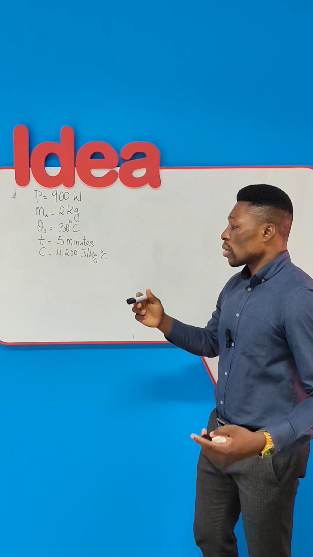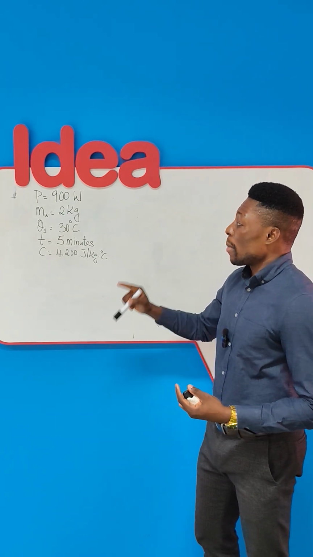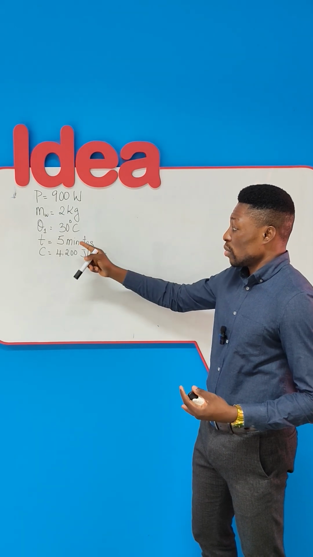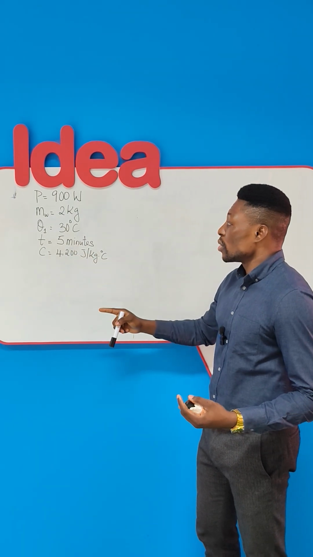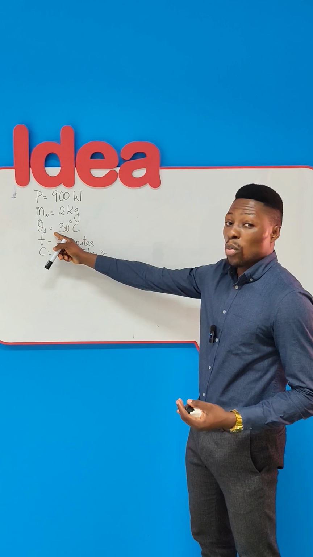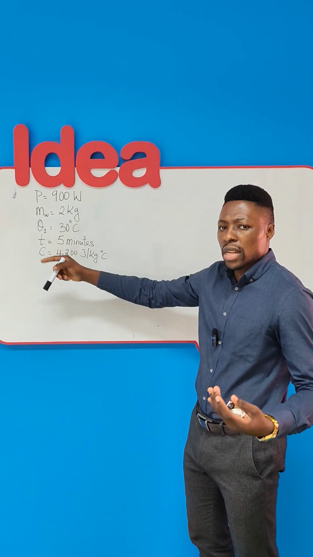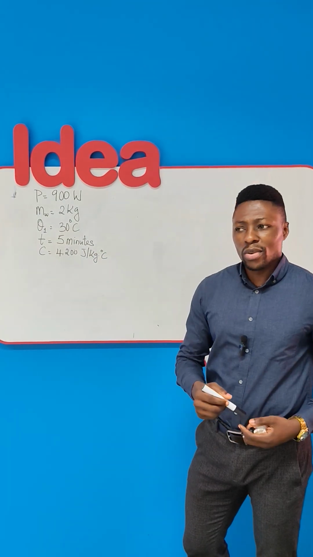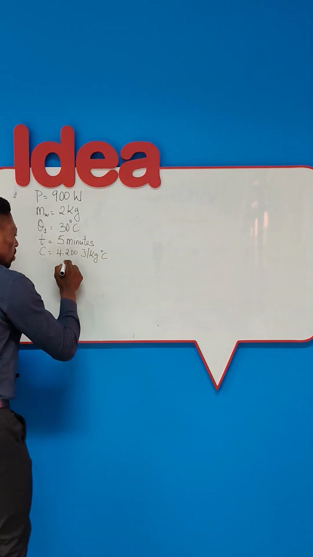In this question they want us to find, number one, the amount of energy delivered by this kettle within this time, and number two, the final temperature of the water. All right, so follow me, let's solve this.